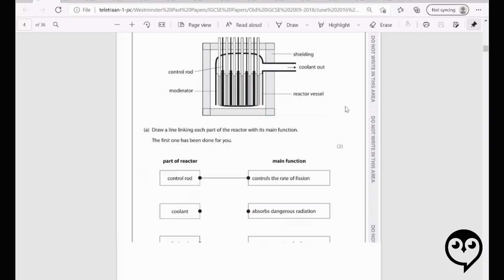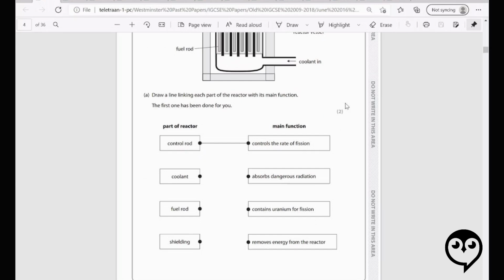Okay? Right, that was a very straightforward question, but you can see here from the June 2016 that they like the same diagram, but in this case, they're asking you to match things up here. So we need to take a look at how things work. So what absorbs the dangerous radiation? That would be the shielding. What contains uranium for fission? That's the fuel rod. And the coolant removes energy from the reactor.